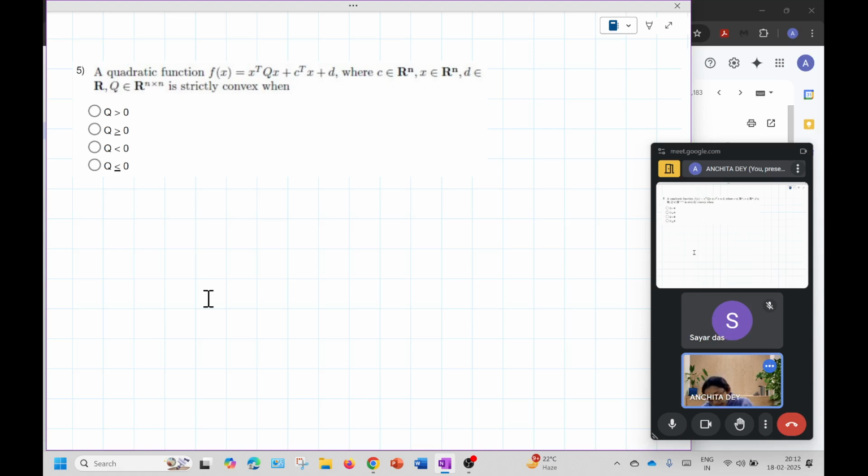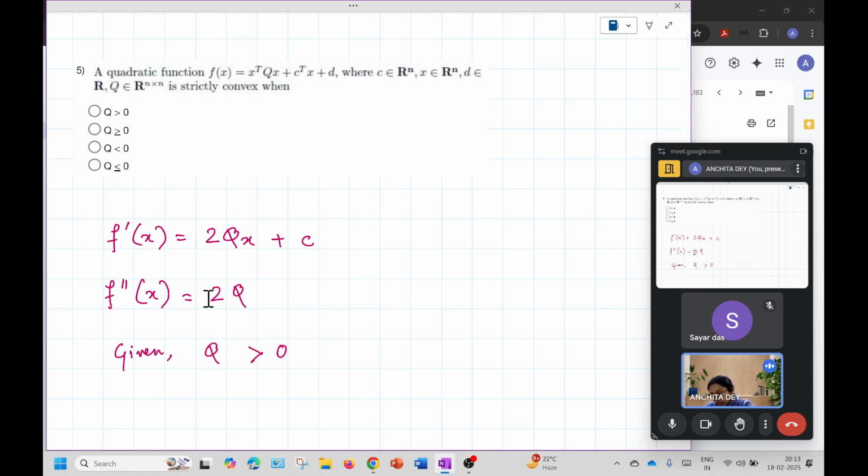So we have f dash x would be 2 Qx plus c, right? Because d is also a constant. So f double dash x is equal to 2Q. Now given Q is greater than 0.